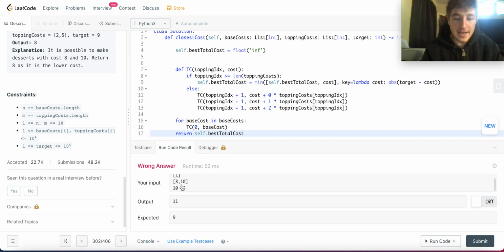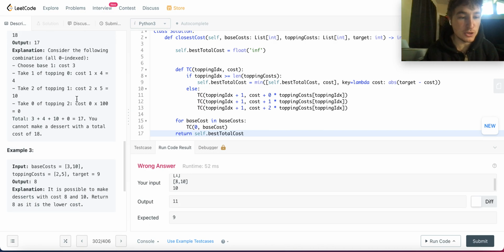Okay, so for 8 and 10, it's saying 11, but the expected is 9. Why? Well, because the price of the ice cream is 1. I only have one ice cream I can choose from. And if I choose one of these toppings, the total is 9. Or if I choose the other topping, the total is 11. But my ideal price is 10. So 11 is 1 away from 10, and 9 is 1 away from 10.